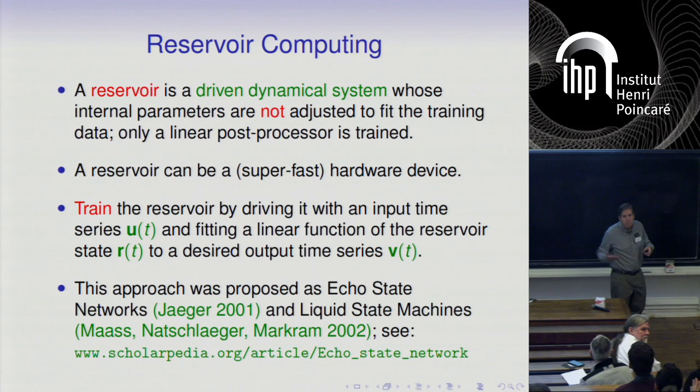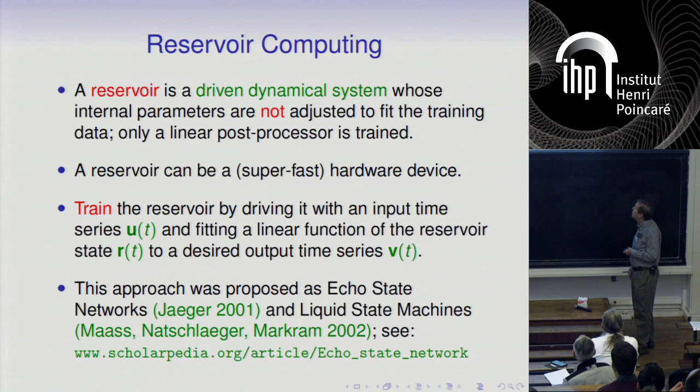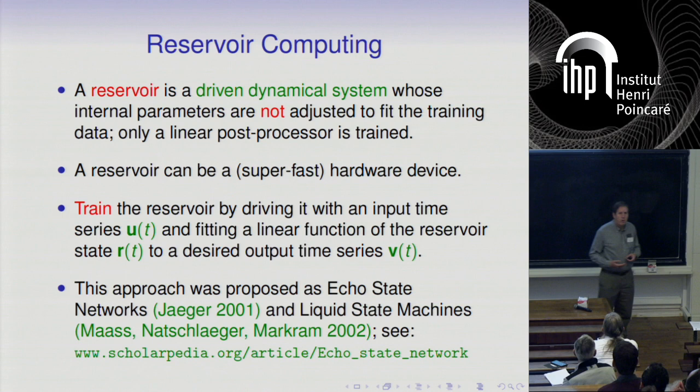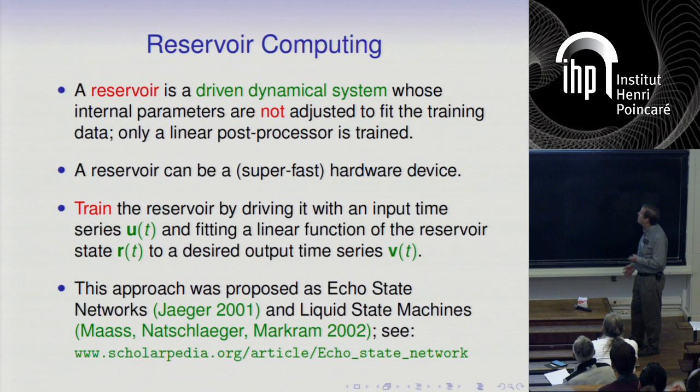But another advantage is that we don't have to have control over the internal parameters of the reservoir. And so the reservoir could be a hardware device, an optical device, an FPGA, various sorts of things that could run a lot faster than a software reservoir, although all the results I show you will be from software.